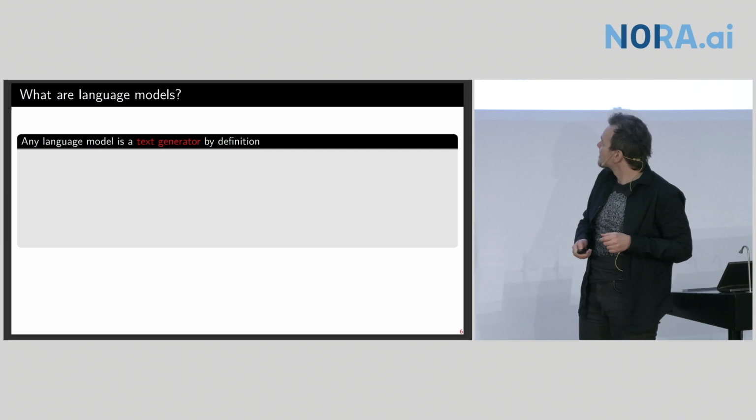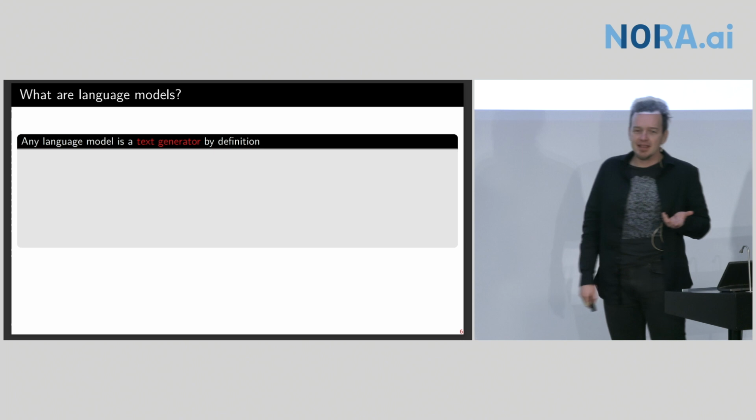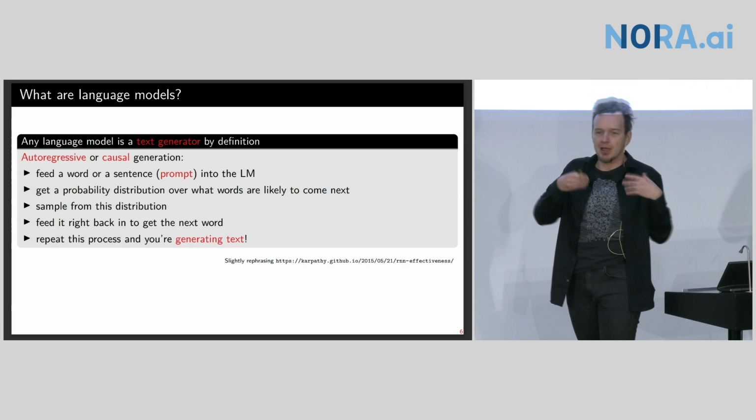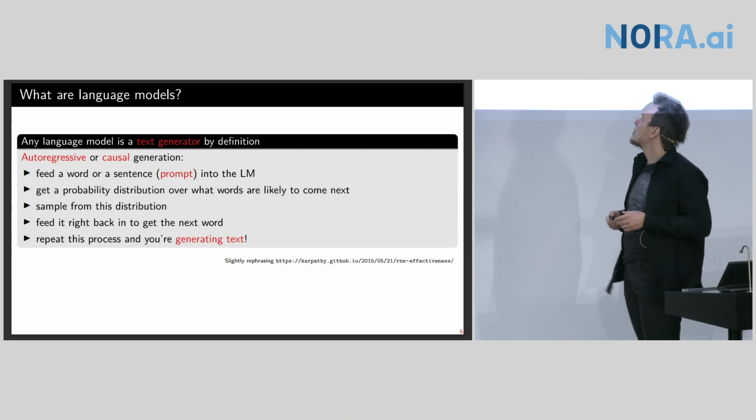As has already been said, any language model is also a text generator by definition, by design. And it's easy to see why that is so. This is something called autoregressive or causal generation. Once you have a language model trained or estimated on some training text collection, you can just feed some word or sentence, often called a prompt, into the language model.